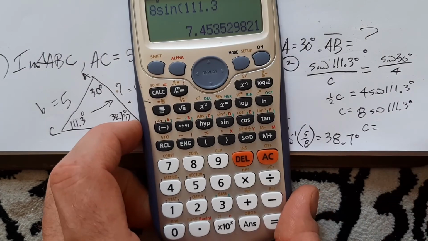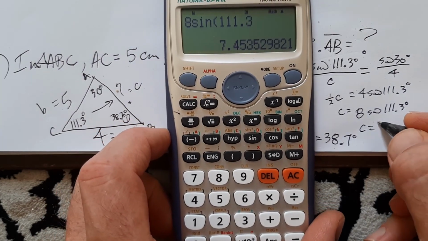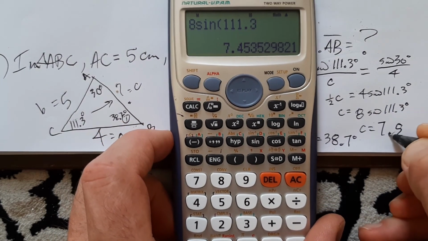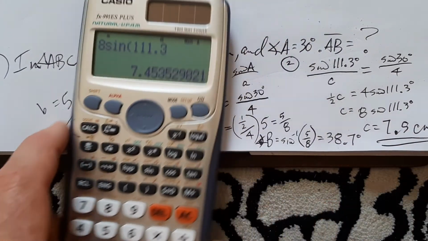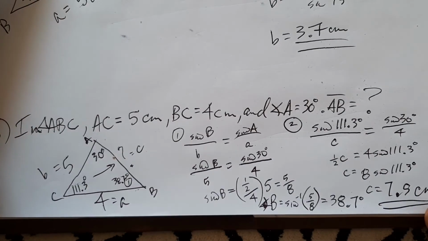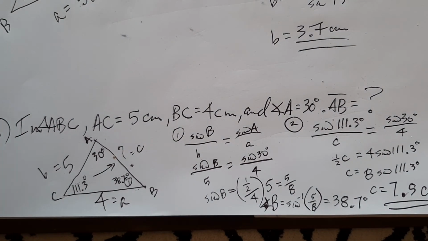And sure enough, it's the longest side. Good. Let's just go with 7.5 centimeters. Is it centimeters? Centimeters. Okay, we finally got our answer. So sometimes you'll have to do 2 steps to use law of sines.